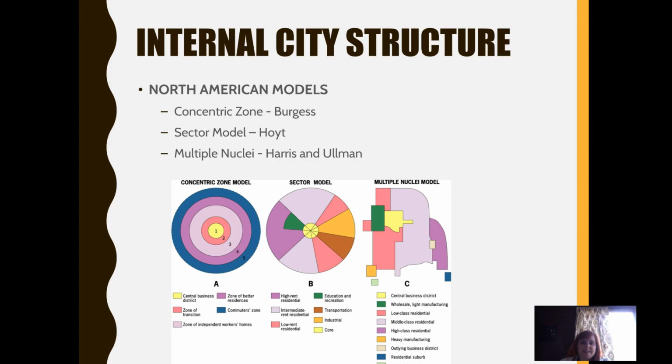So we're going to divide these city models up into North American models and other models. The North American models are the concentric zone model, and Burgess is the guy who came up with that. You should know that. The sector model, which is by Hoyt, and the multiple nuclei model, which is Harris and Ullman. This is what they each look like. Concentric zone, easy to remember, it's in circles. Sector is in sectors. Multiple nuclei model is kind of all over the place.